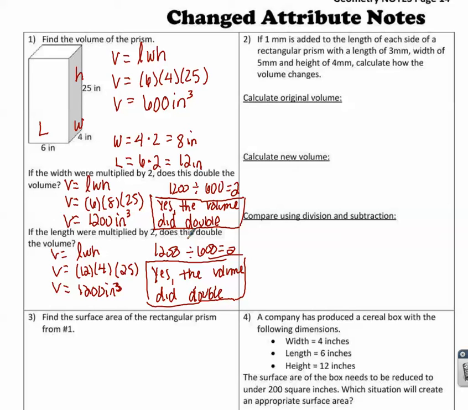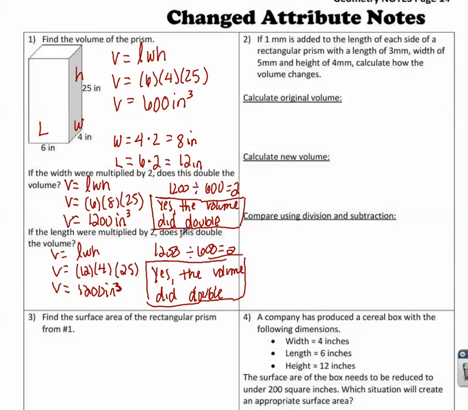One thing about volume is that it is always consistent. If you double a side value, it will double the entire volume. If you triple a side value, it will triple the volume.